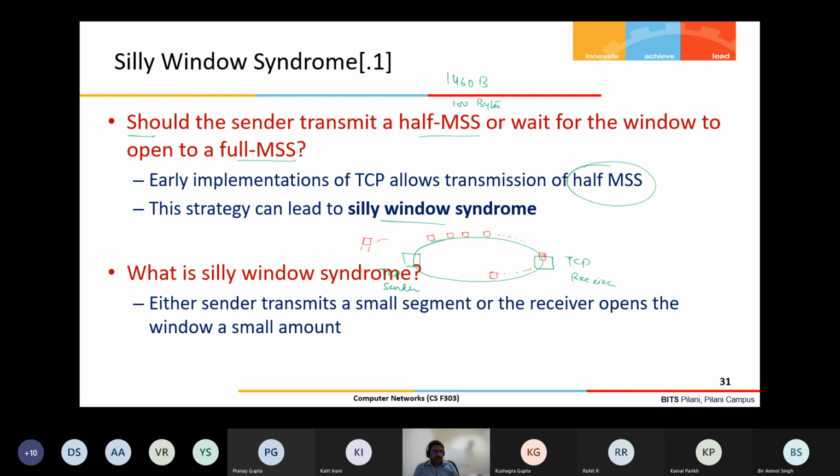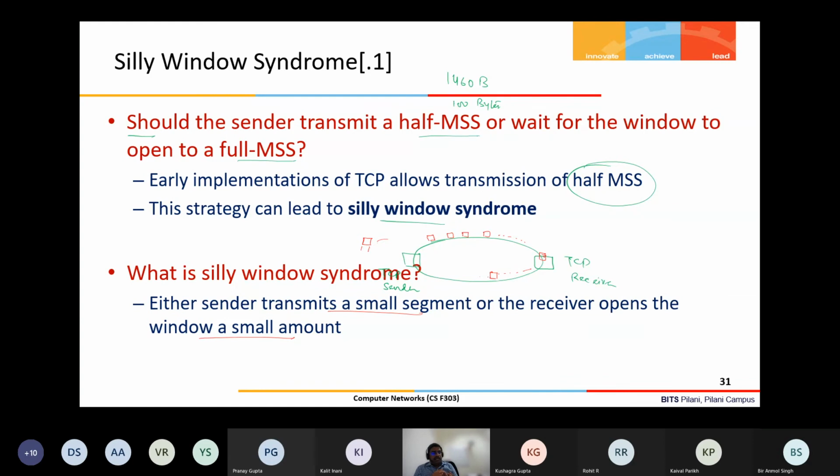Now the origin of this problem is either that the sender transmits a small segment, or that the receiver opens the window by a small amount, because the sender always depends on the receiver, on how much the receiver is willing to receive. If the receiver itself says, no, I cannot receive more than 50 bytes at this moment, then the sender anyway doesn't have a choice.